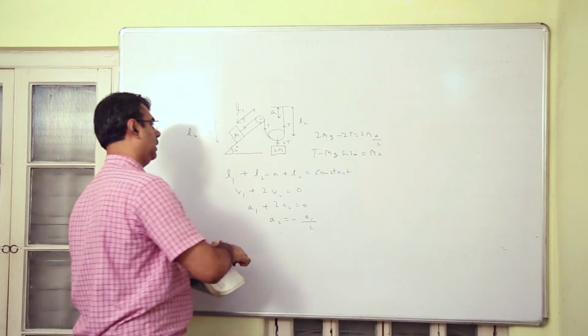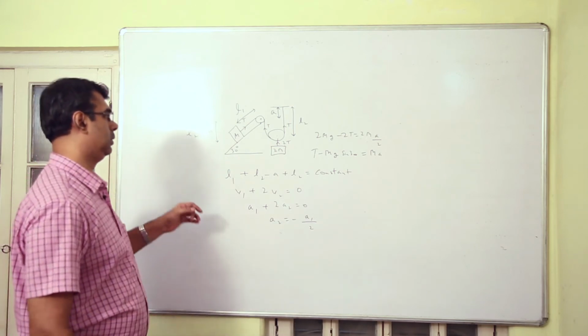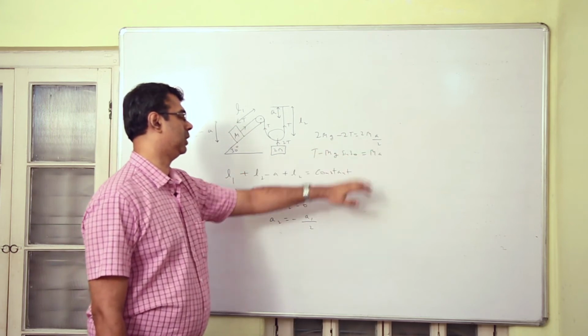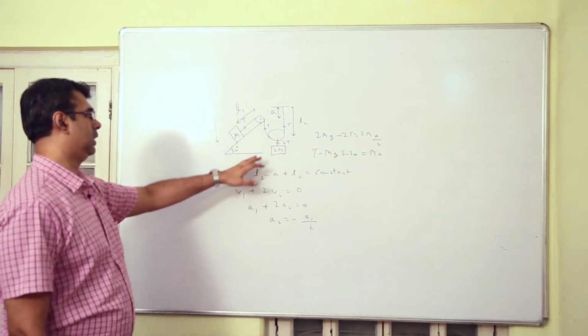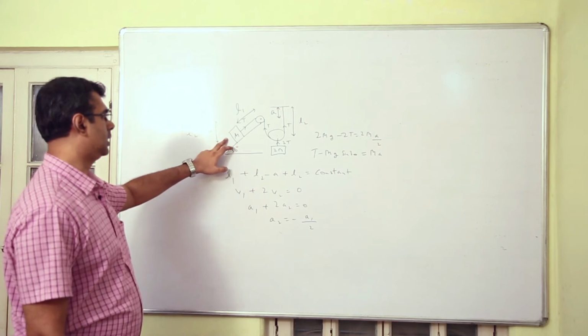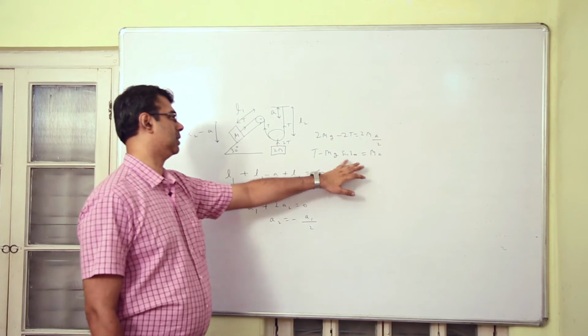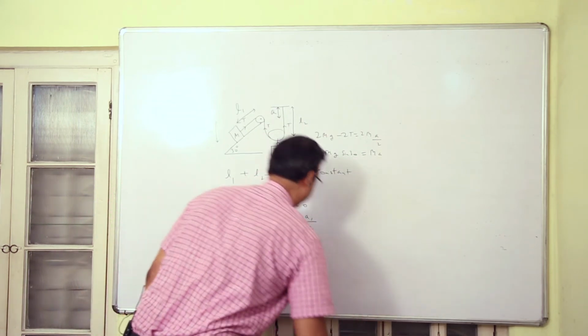So once again, let us summarize the equation of motion for the two blocks. For this block, 2 mg minus 2T will be 2m into half A. We are assuming that it's going down. For this block, if this is going down, certainly this is going up. So T minus mg sin theta will be equal to mA.